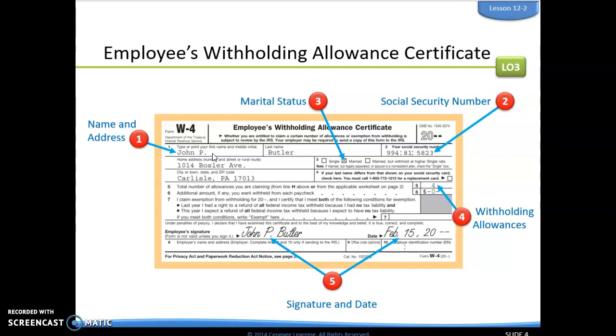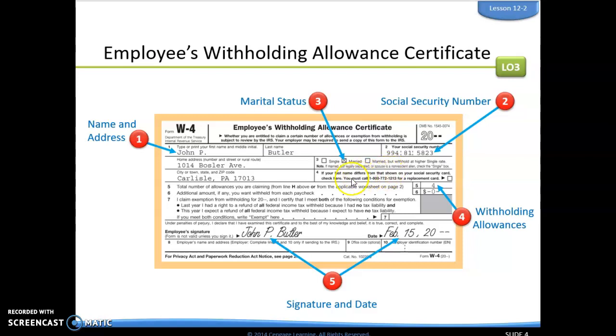Again, the W-4, the Employee's Withholding Allowance Certificate: you would put your name and address. This is filled out by the employee. Your employer must supply this to you, and you must fill it out. So you put your first name and middle initial, your last name, and your Social Security number. You must have a Social Security number. Everyone should get one after they are born. Then your home address, and your city, town, state, and zip. You would check a box if you're single, married, or married but withholding at a higher single rate.